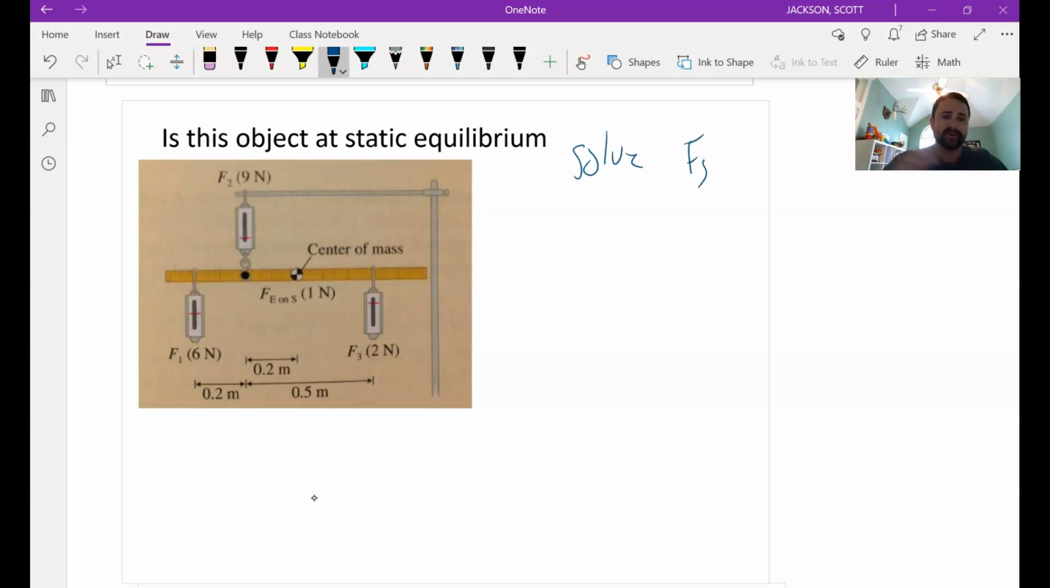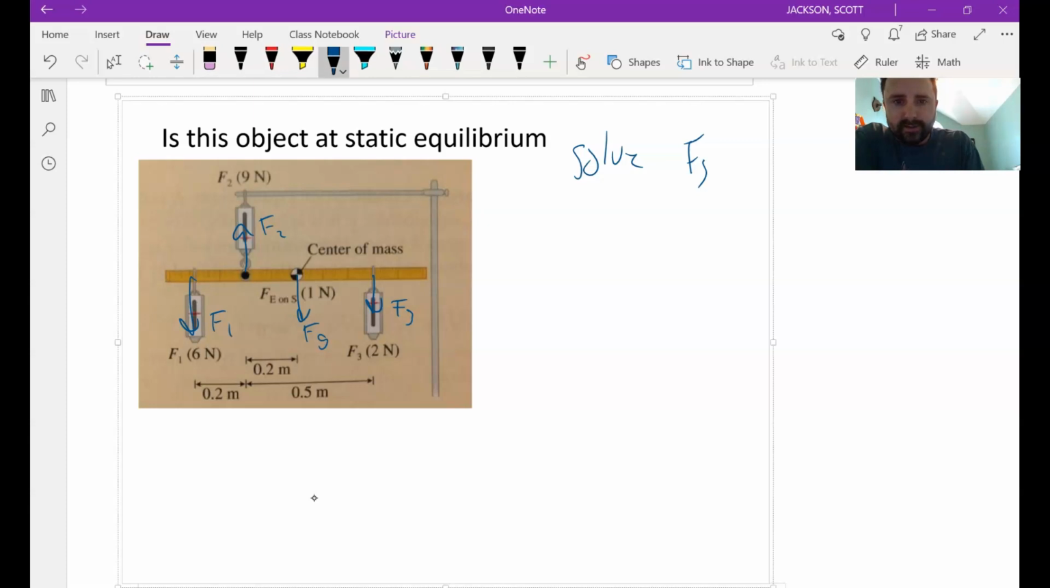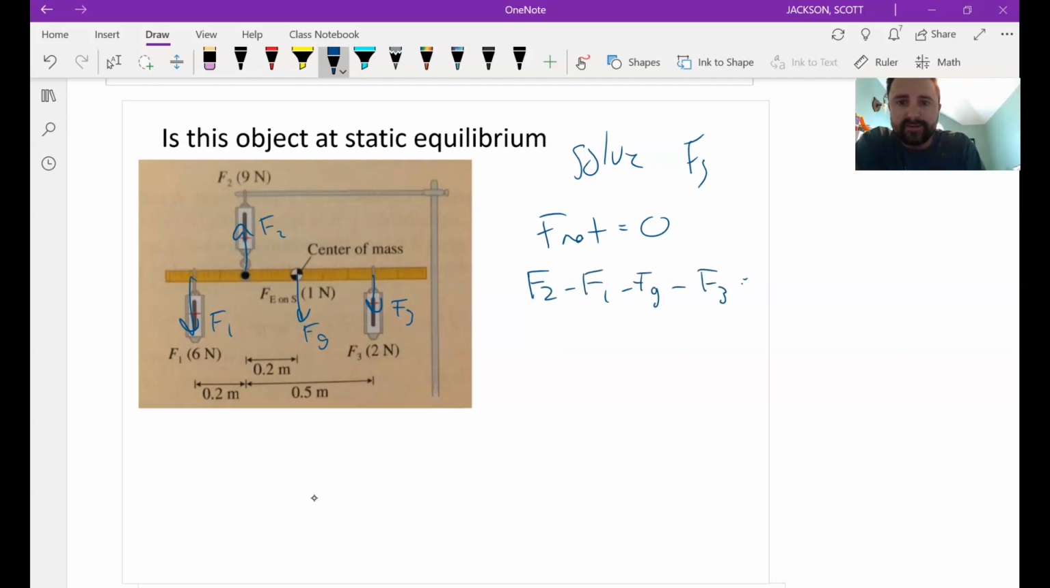So when we do this, we want to see if we can get F3 equals 2 newtons. So let's test it out. So let's first draw in our forces. So I know I have F3 is pulling downward. Gravity is acting at the center of mass. F2 is going upward, and F1 is going downward. So let's do our F net. This is at equilibrium, so equals 0. Remember, arrows up minus arrows down is typically the way to do that. So I would say F2 minus F1 minus Fg minus F3 equals 0.